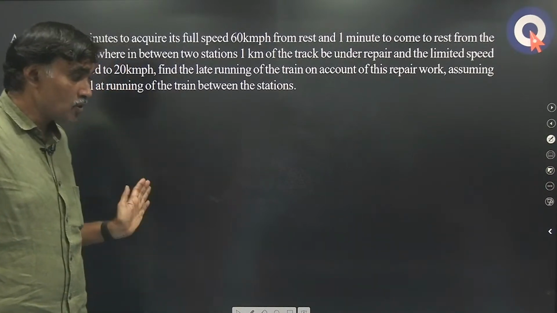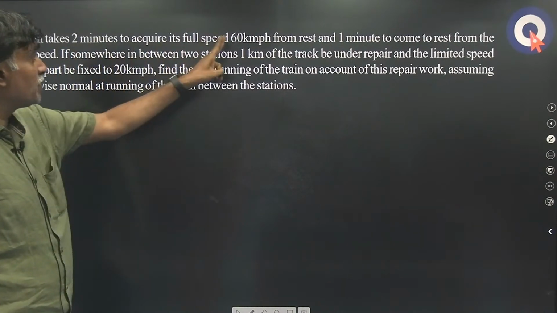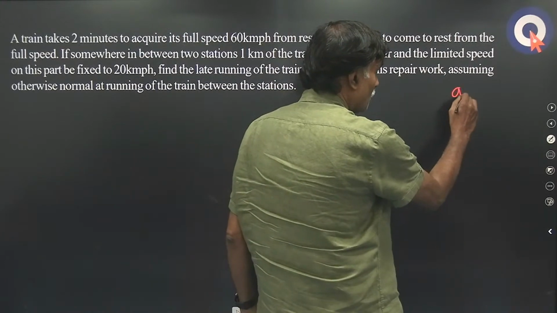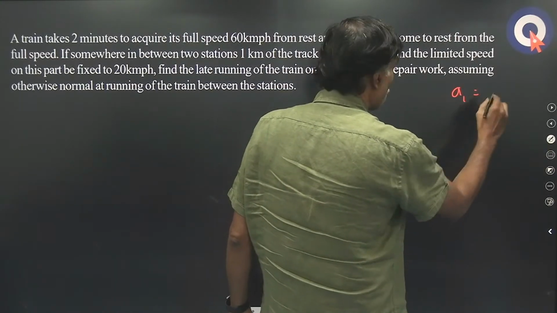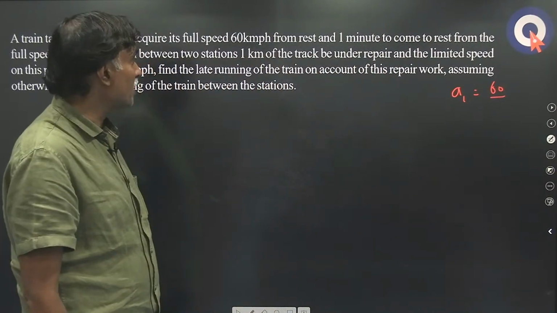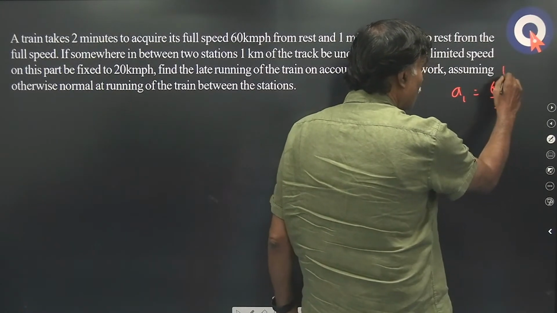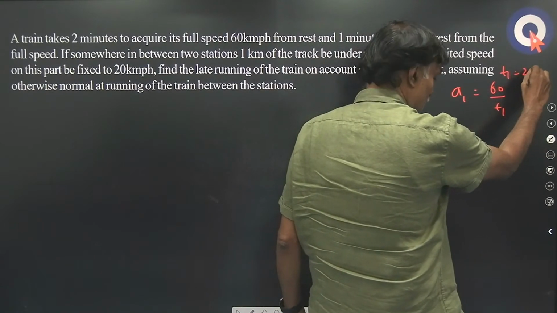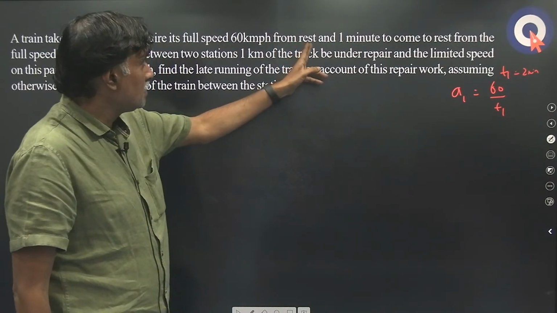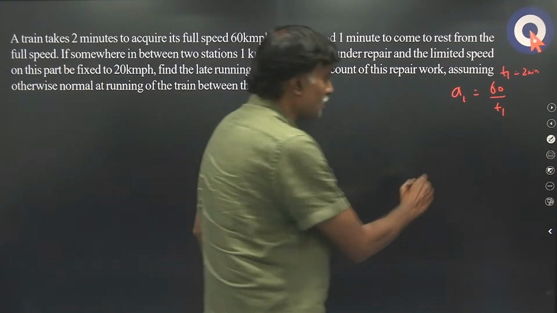Okay. Say the train goes from one station to another station and it takes 2 minutes to acquire its full speed of 60 kilometers per hour from rest. So what is acceleration? It is 60 by 2. Not exactly like that, we have to change units, okay. This is 60 kilometers per hour, that is 2, but doesn't matter. 60 by 2, T1, right? What is T1? 2 minutes. Okay. And 1 minute to come to rest from full speed, then that is retardation. What is retardation?